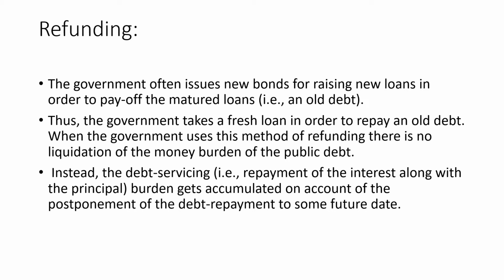Now the government uses this method of refunding when there is no liquidation of the money burden of the public debt. Instead, the public debt servicing burden gets accumulated on account of postponement of repayments to some future dates. Because when you have one loan, to repay this loan you go for the next loan, and to repay the second loan you go for the third loan, and to repay the third loan you go for the fourth loan, and this will go on continuously. This will definitely create a debt trap for the government, and this is not a good option for development, because the debt of the government will continuously increase, making the government face a financial crunch or financial crisis in the future. So refunding is not a good option.